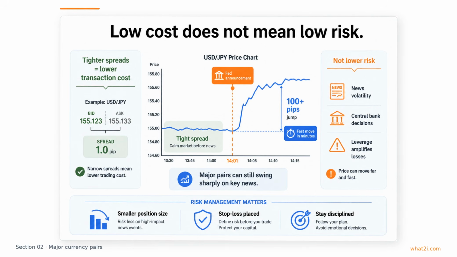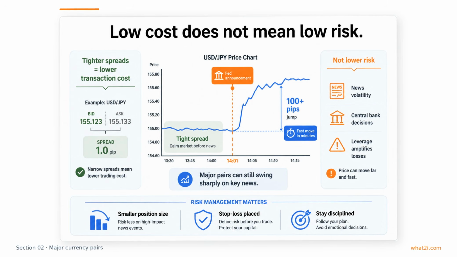A pair like USD/JPY can make a large move in minutes if the market is surprised. Tight spreads help with transaction cost, but they do not protect you from volatility or from the effects of leverage. That is why risk management still matters on every trade, even in the most liquid pairs. Cheap to enter does not mean safe to hold.